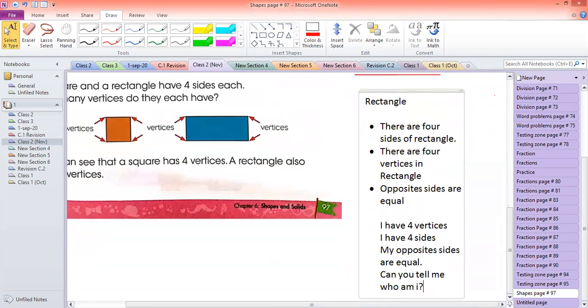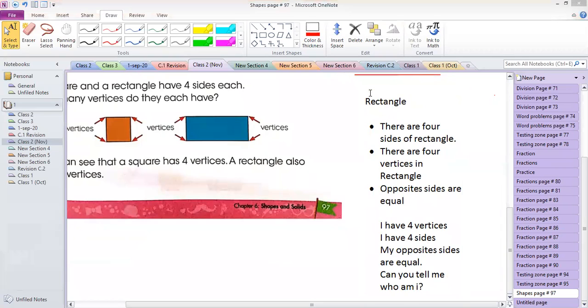Let's suppose, guys, I'm asking you a question. These are the hints. I have 4 vertices. I have 4 sides. My opposite sides are equal. Can you tell me who am I? Can you identify the shape, guys? Share your answer in the chat box.